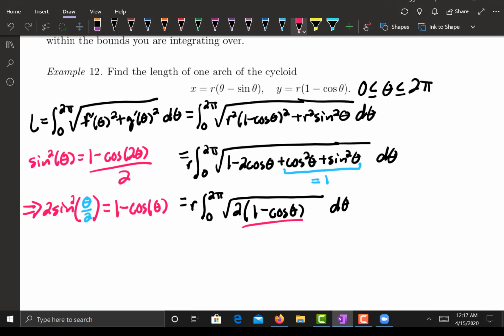And so here's my first idea. First, I want to make sure that the sine of theta over 2 is greater than 0. The reason why I want to make sure of that is because I'm going to substitute in 2 times sine squared of theta over 2 inside the square root.